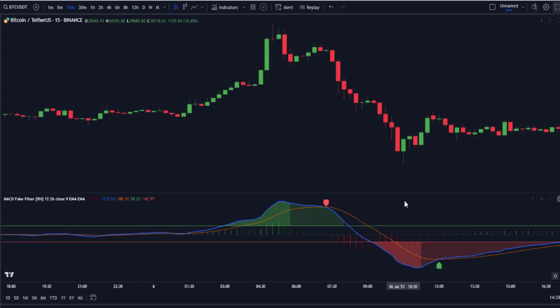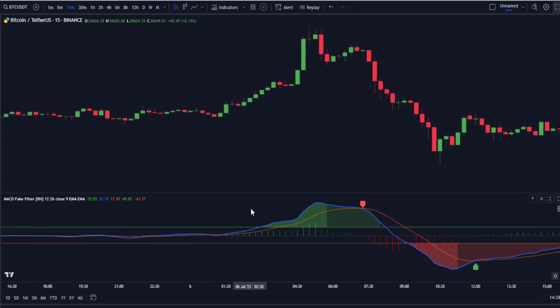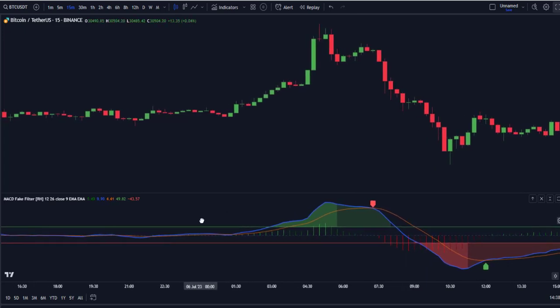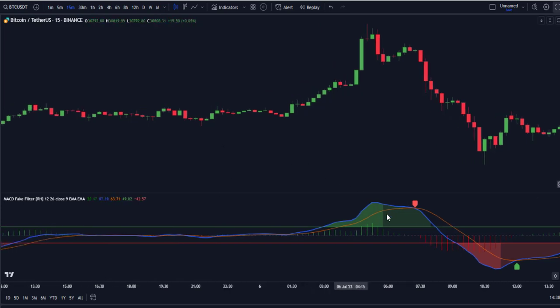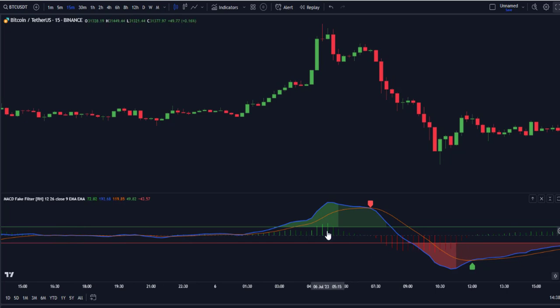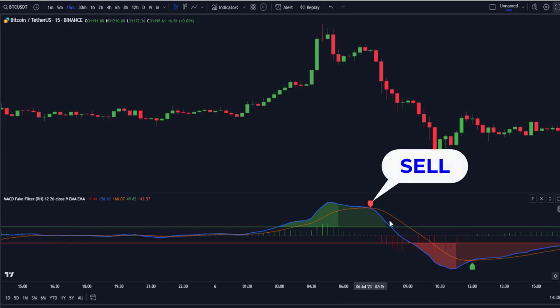The MACD Fake Filter indicator is a tool that helps traders to use the MACD indicator more effectively. The MACD indicator is a popular way to measure the momentum and trend direction of a market. It consists of two lines, the MACD line and the signal line. When the MACD line crosses above the signal line, it is a buy signal. And when the MACD line crosses below the signal line, it is a sell signal.